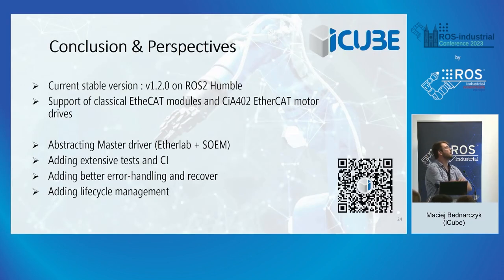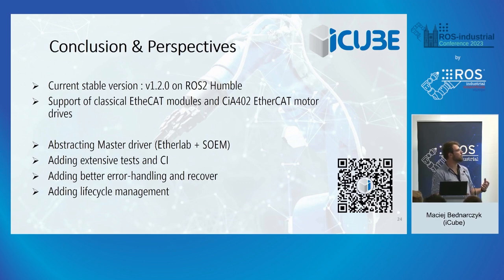So currently we have a stable version of our driver, which is the 1.2 version, which is running on ROS2 Humble, and we are working on testing and porting into ROS Iron also. We have a support for classical EtherCAT modules that I showed you, but also the CIA 402 EtherCAT motor drives. And in some cases, for some applications, in fact, using the IgH EtherCAT Master is kind of constraining for some people because you need to have a dedicated EtherCAT card, for example, that is bound by the system. You need to run your component in the kernel space of your machine and so on.